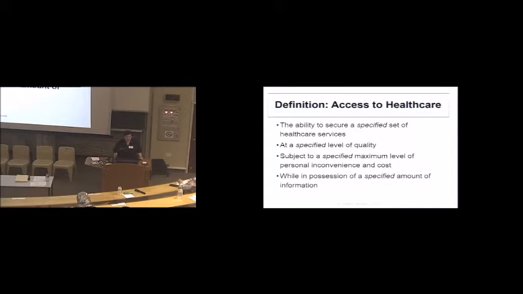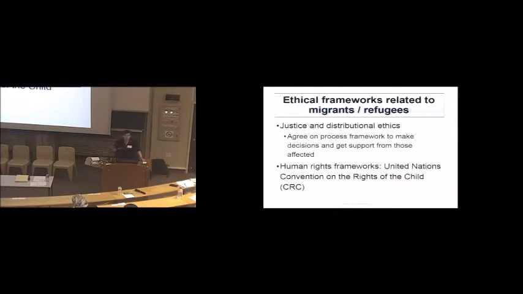And I found this definition in an article where they said that when you talk about access to healthcare, and it was an article relating to access for refugees, you need to look at the ability to secure a specified set of healthcare services at a specified level of quality, subject to a specified maximum level of personal inconvenience and cost, while in possession of a specified amount of information. So obviously the state has to define, when you look at access, what aspect they're looking at. And the same obviously would apply to people with private health care.